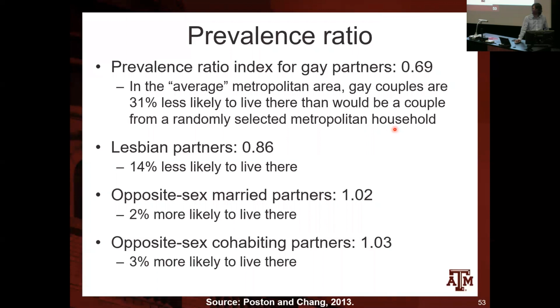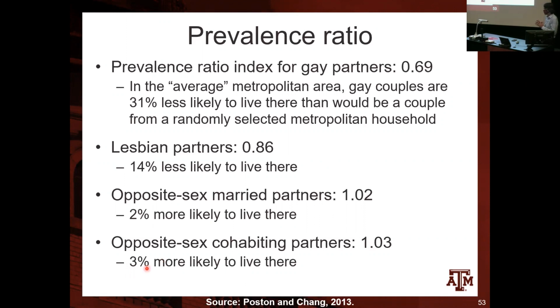What about opposite sex couples, both married and cohabiting? Both of the results are above 1 unit. So if you get this number here, 1.02 minus 1 is 0.02 times 100, 2% positive. So opposite sex married partners are 2% more likely to live in the metropolitan area than would be a couple from a randomly selected metropolitan household. Cohabiting partners, 3% more likely.